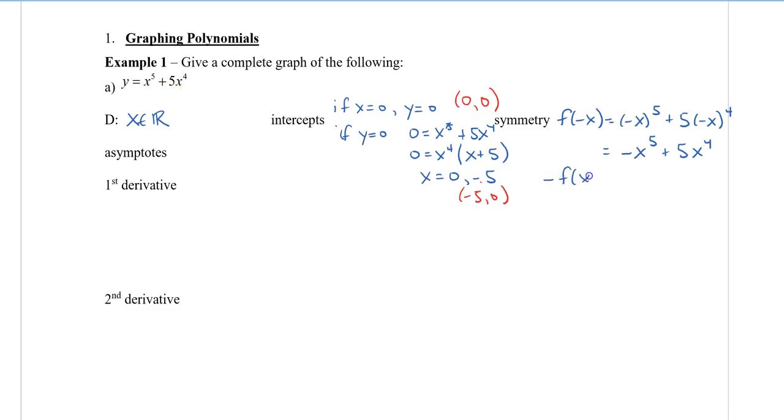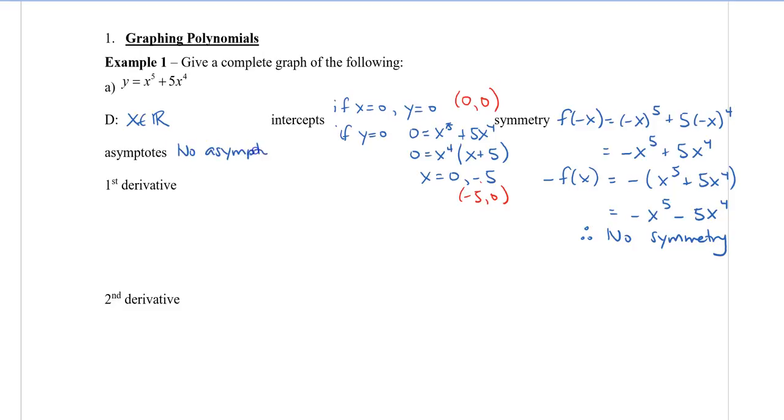Okay, what about if I put in negative f of x? We get negative x to the power 5 minus 5x to the 4. So now we check to see if these two are equal, and they are not. So there is no symmetry here. All right, asymptotes. There are no asymptotes because this is a polynomial function.